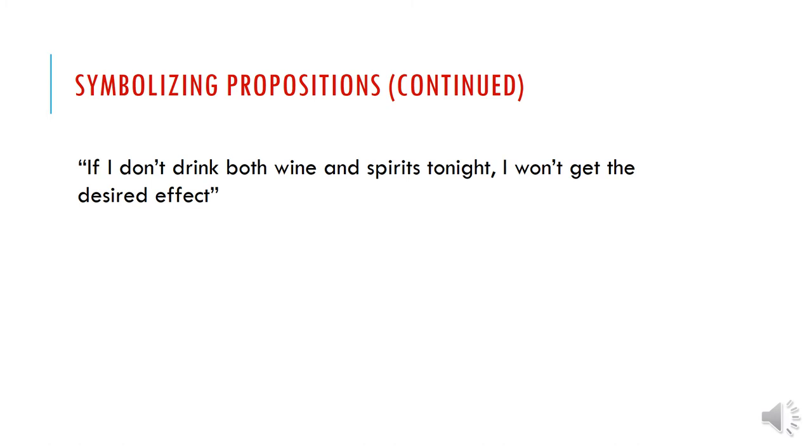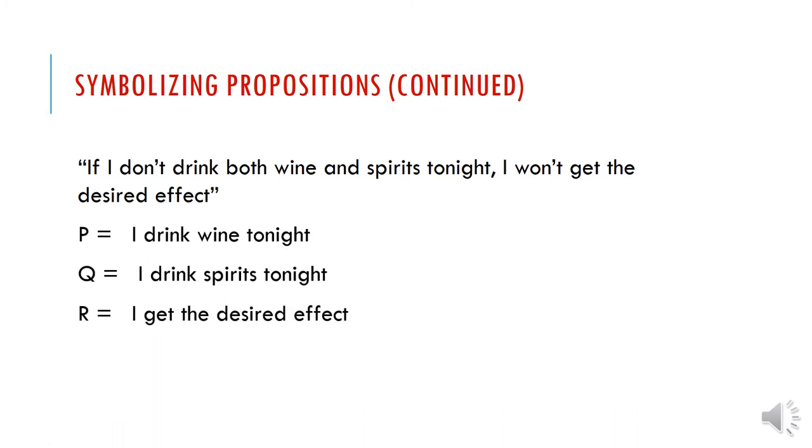Let's try another. If I don't drink both wine and spirits tonight, I won't get the desired effect. I'll give you a minute to try this one on your own. This can be broken down into three simple propositions and is then symbolized as follows. The simple propositions: I drink wine tonight, I drink spirits tonight, I get the desired effect. Each one of these simple propositions has a truth value of its own. But when combined, the complex proposition will have a truth value of its own.